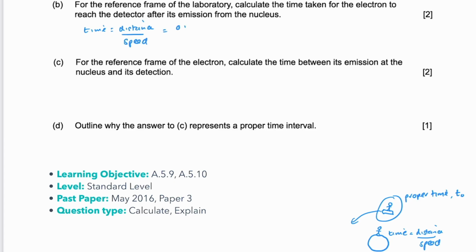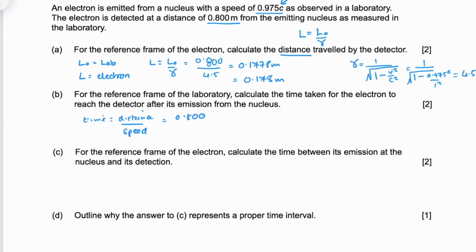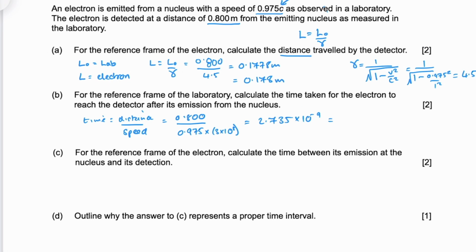So we've got 0.8 as a distance, and let's see what it says up in the question. Yeah, that's a distance measured in the laboratory. And the speed measured in the laboratory, observed in the laboratory, as it says up here, is 0.975 times 3 times 10 to the 8. Let's put it all into the right units. So that gives us 2.735 times 10 to the minus 9 seconds. And let's make that a bit neater, 2.74 nanoseconds.